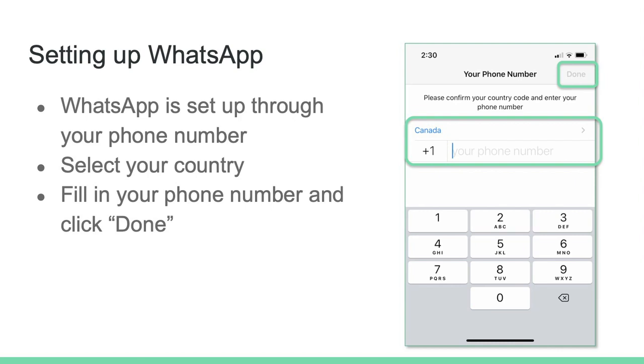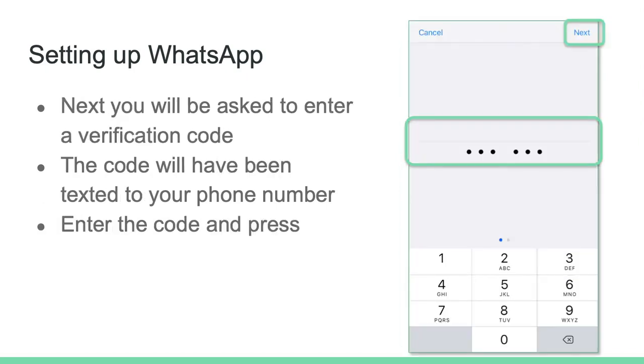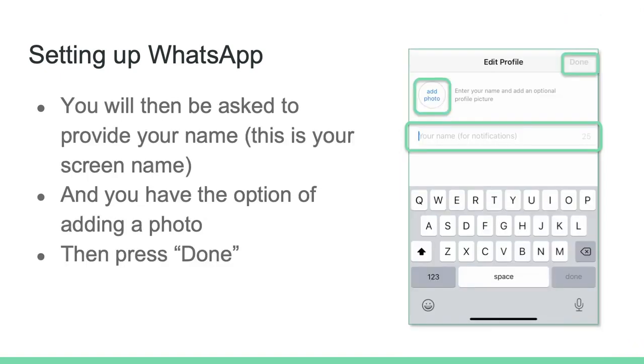So setting up WhatsApp. WhatsApp is set up through your phone number. So you're going to have to enter the country of your phone number and your phone number. Once you're in there, you're going to put in your phone number and click done. Then you'll get a verification code by text message, and you'll enter that in.